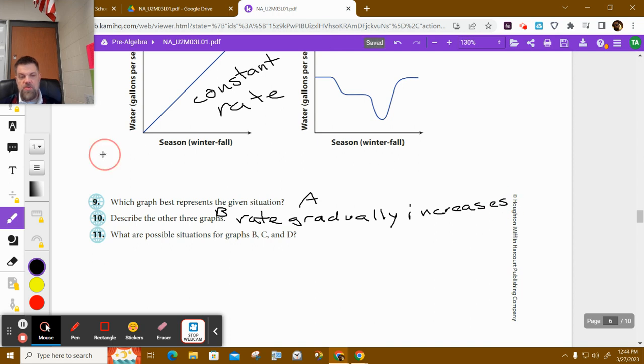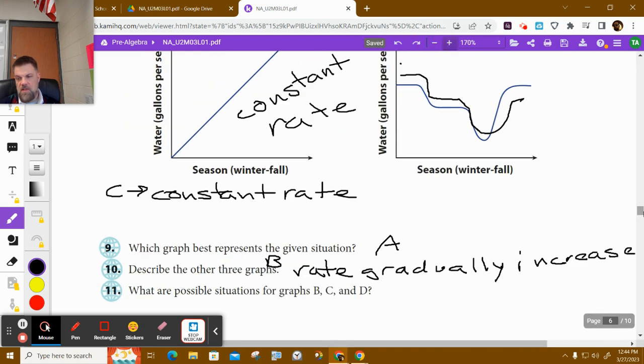Now for C, I'll just write it up here. C, what it's doing is it's a constant rate. Whatever the water's flowing in the winter, it's flowing the same in the summer, the same in any time of the year, from winter to fall. For this one, it starts at a steady state and then it decreases, then increases. That's the exact opposite. So here it's slow or low. It's a low rate. Let me zoom a little bit so you guys can see it a little better.